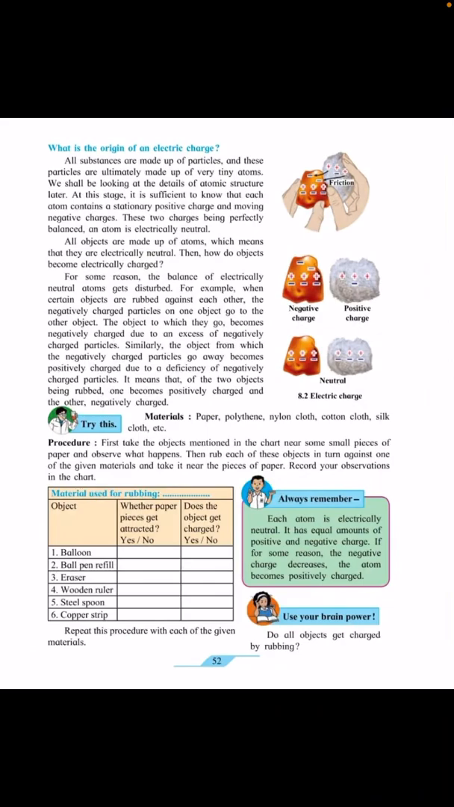Deficiency, excess, positively charged materials, electric charge. Then a simple experiment is given to you. Then look at the green box over there. Always remember, each atom is electrically neutral. It has equal amounts of positive and negative charge. If for some reason the negative charge decreases, the atom becomes positively charged.